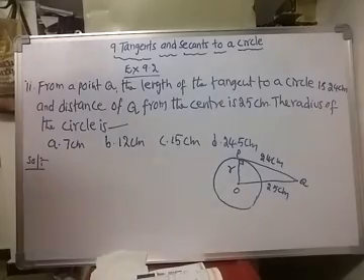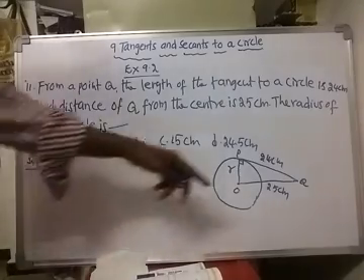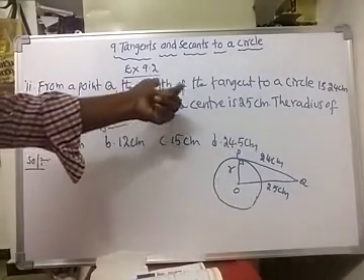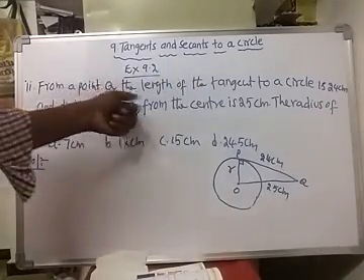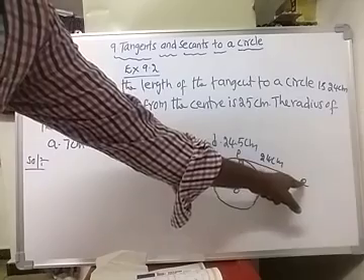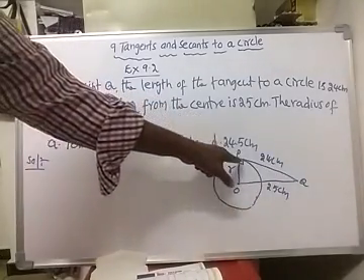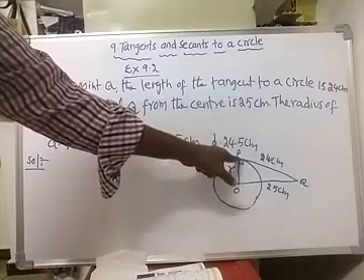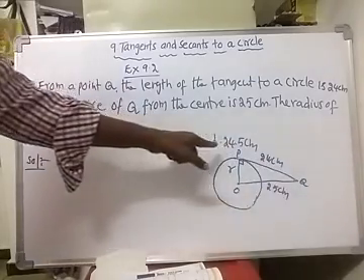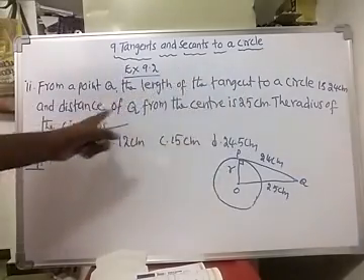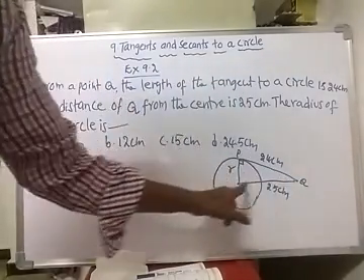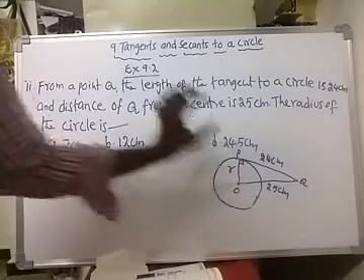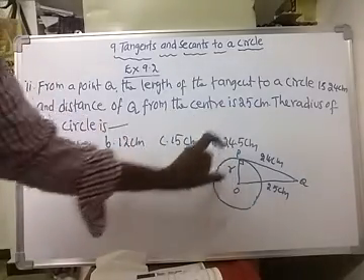We draw a circle and a point Q, and from Q we draw a tangent. P is the point of contact. This is a tangent to the circle, its length is 24 centimeters, and the distance of Q from the center is 25 centimeters. We need to find the radius, that is OP.